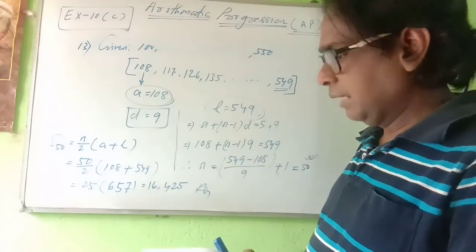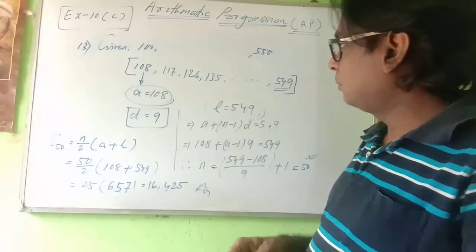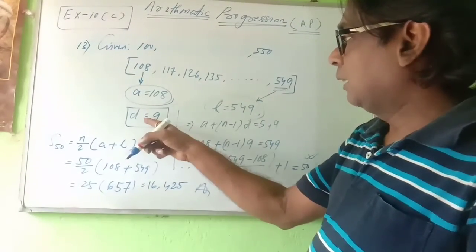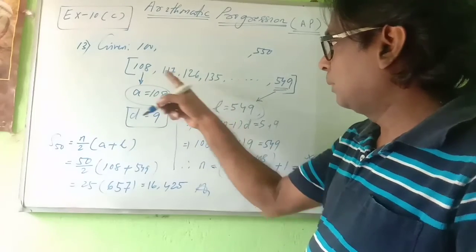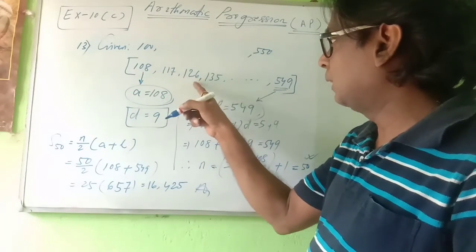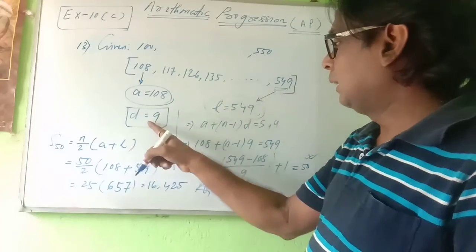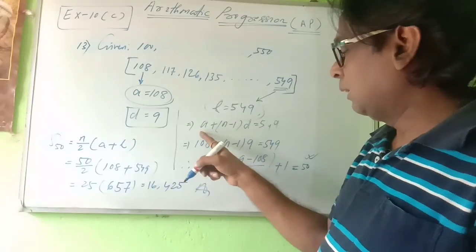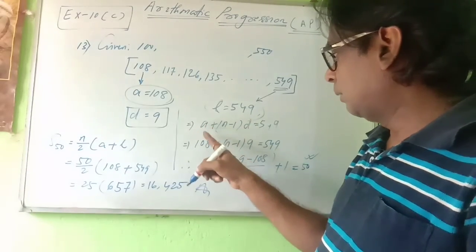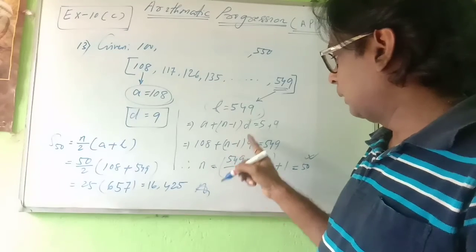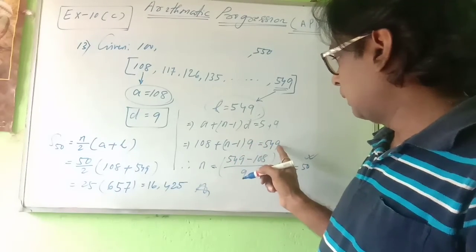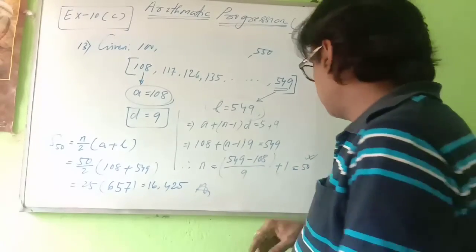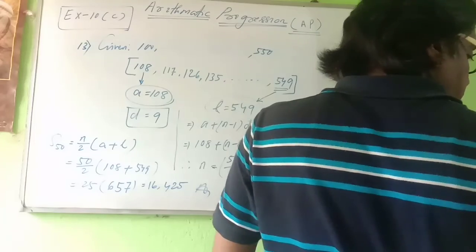After finding a and the last term, you can find the common difference. How do you find the common difference? As the numbers are divisible by 9, that means 108, the next number 117, 126, 135, like this. You continue. d equals 9, l equals 549, where l means the last term. Apply the nth term formula, a plus n minus 1 d. The value of a is 108, and n minus 1 d equals 549 minus 108 divided by 9.